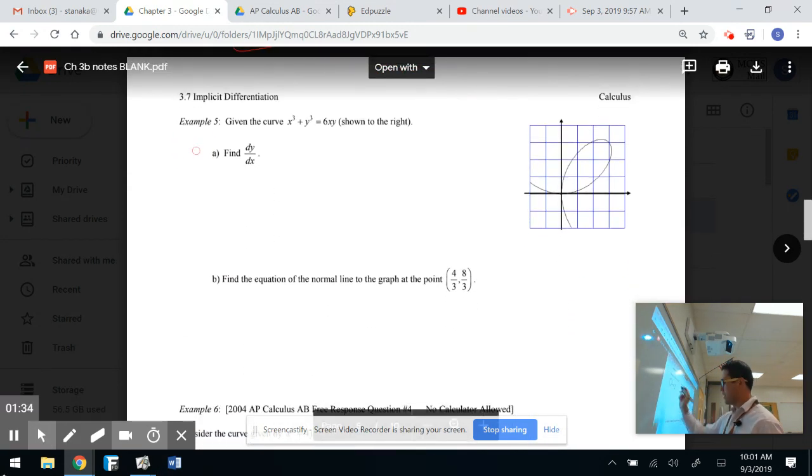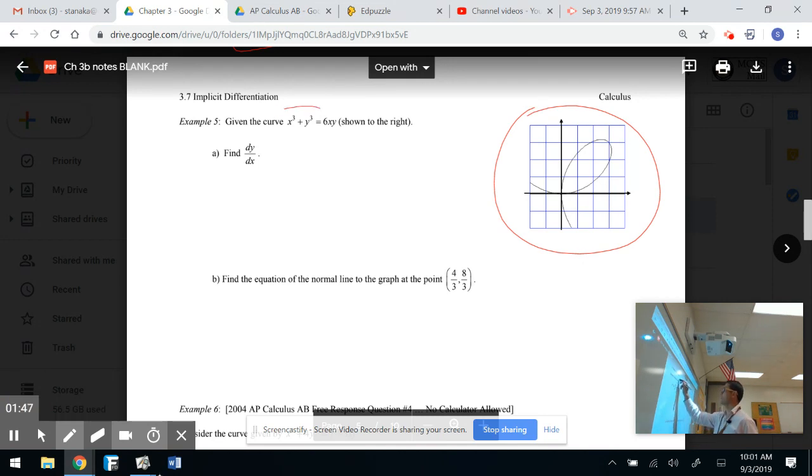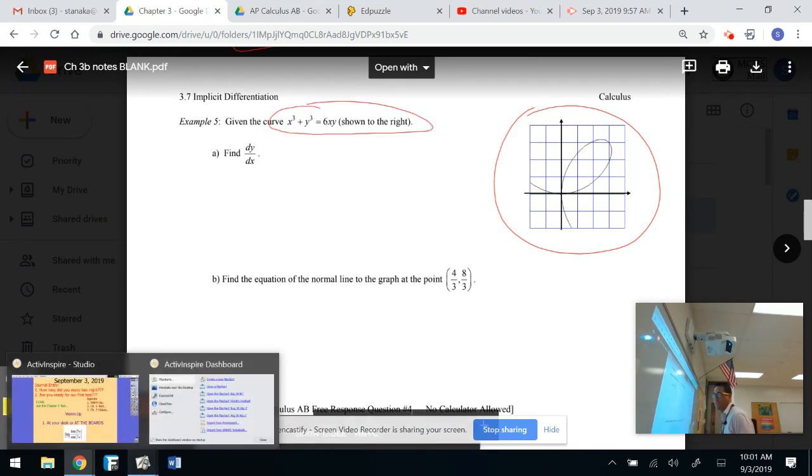All right, example 5. Now, this is where we kind of really get into the gist of calculus. We're in the real world, right? We have all these crazy shapes. We have satellites that go in these crazy directions and paths. And we have this beautiful picture right here, which is being represented by that equation, right?